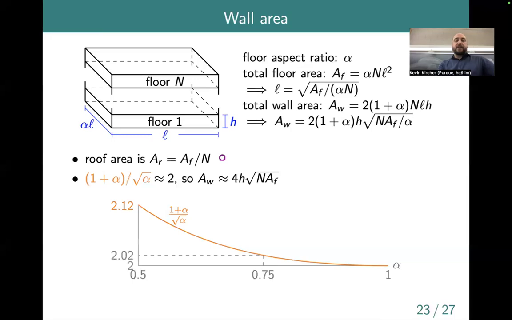And then the roof area is fairly simple. So that's just the floor area here. If AF is the total floor area, including all n stories, it would be the total floor area divided by the number of stories.